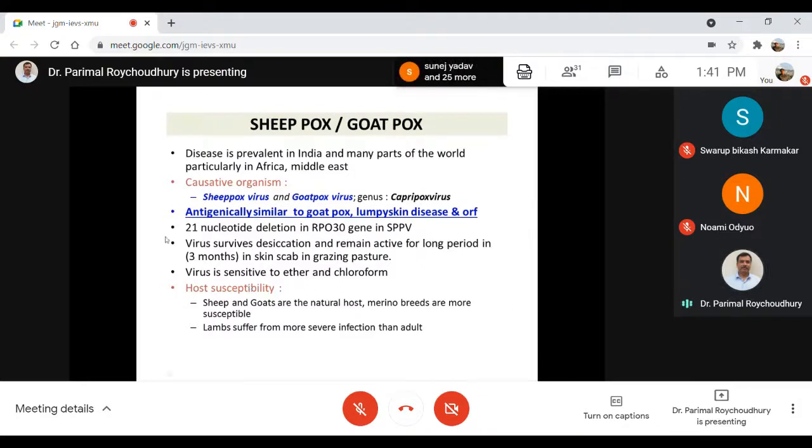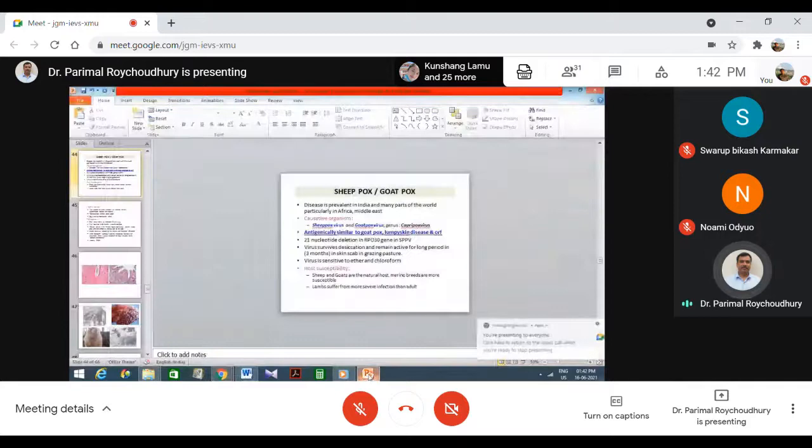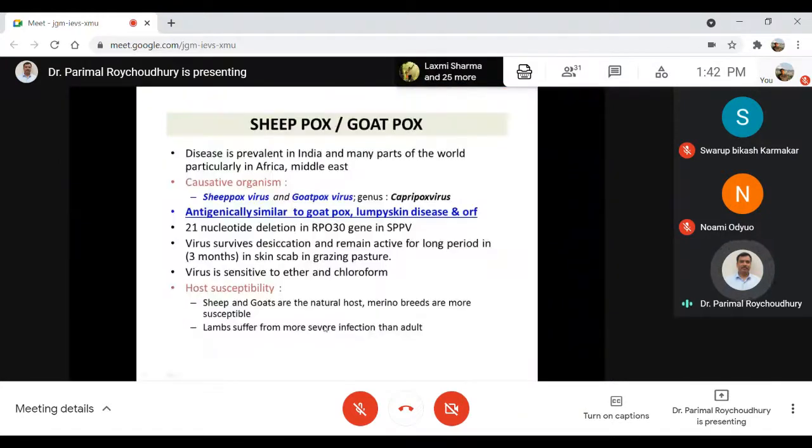It persisted. And we suspect it was a spillover of the virus from domestic animals, because at the same time, in the initial phase of the outbreak, we could see the disease in domestic goats in Mizoram. So this is important, causing a high death rate and high mortality. This virus mainly infects sheep and goats, and some breeds like the Merino are more susceptible to this infection than others, so there is some breed specificity. Lambs suffer more infections than adults.